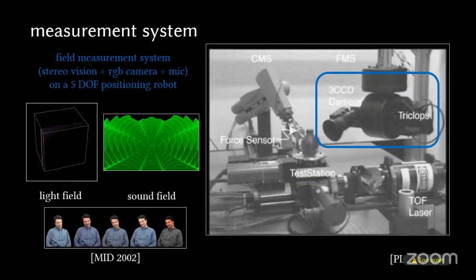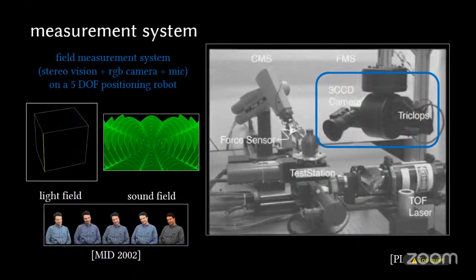It has an RGB camera and a microphone, and it's all mounted on a 5 degrees of freedom positioning robot. This allows us to capture visual and acoustic data, and also to capture light field and sound field information. This just gives us realistic rendering and simulation in virtual environments.